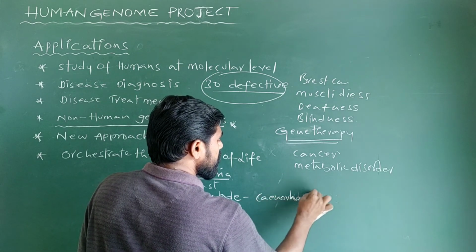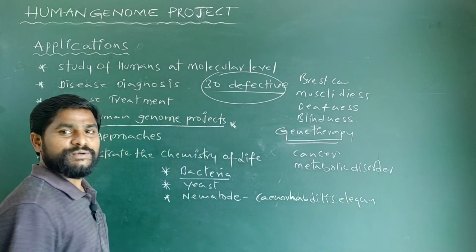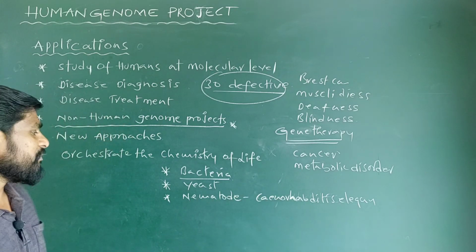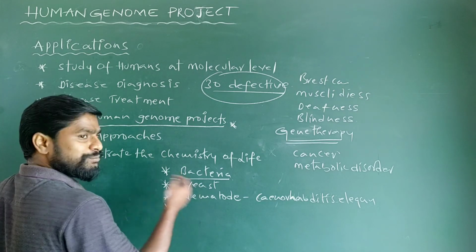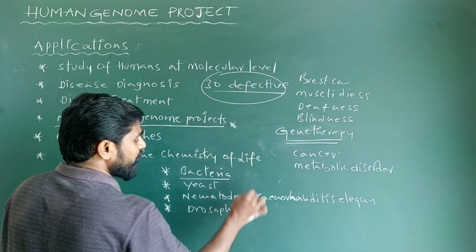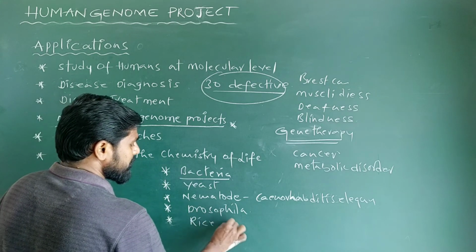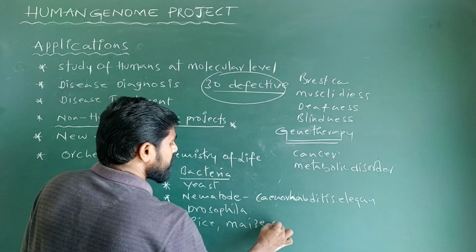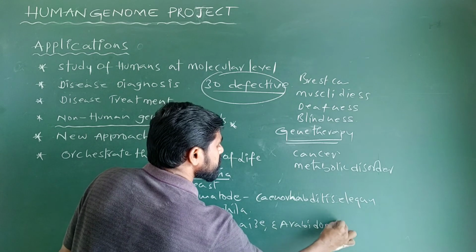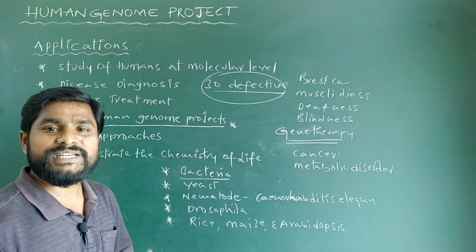Caenorhabditis elegans, which is a non-pathogenic nematode. We have completed the genome project of this nematode. Along with these lower organisms, we have completed the genome projects of animals such as Drosophila, the fruit fly. In plants, we have completed the genome projects of rice, maize and Arabidopsis thaliana, the four o'clock plant. So these are all the non-human genome projects which we have already completed.